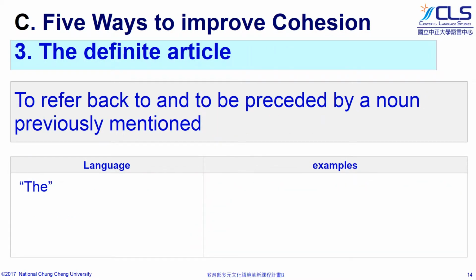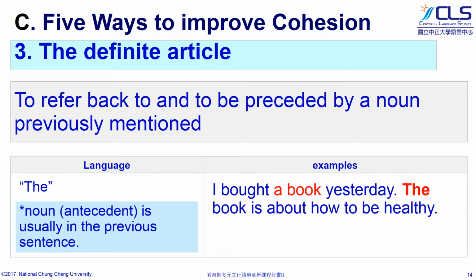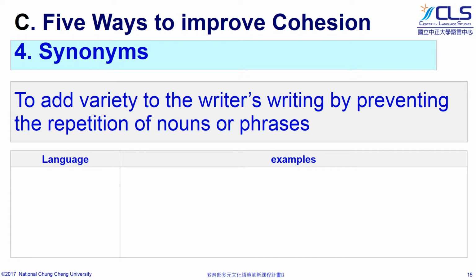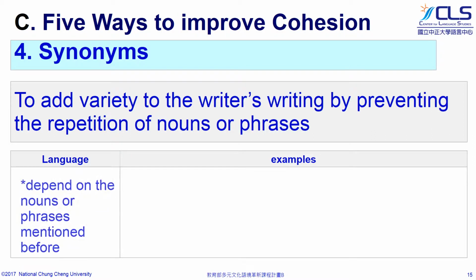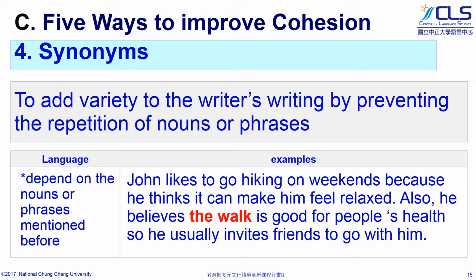Next, the definite article the can be preceded by a noun to show it's mentioned previously. Usually, the antecedent is in the previous sentence. As can be seen in the sentence, we can use the to refer to a book bought yesterday. And to add variety to our writing, we can use synonyms to avoid repetition of nouns or phrases. The synonyms we use will depend on the nouns or phrases mentioned before. Here we use the walk instead.